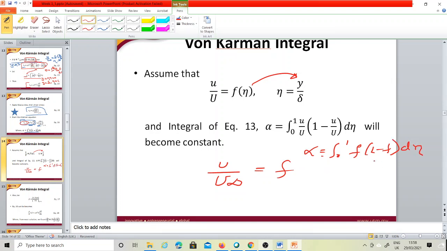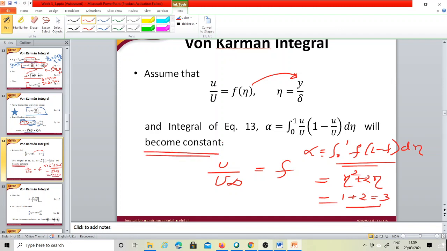So it means if you do the integration, you will get one constant value, because f is a function of eta, and you will get some eta expression. f you don't know right now, but for example, you got eta square, maybe this one. If you put the value, it should be 1 plus 2, it should be 3. It means you will get some constant value. So whatever f function you have, you will get some constant value.